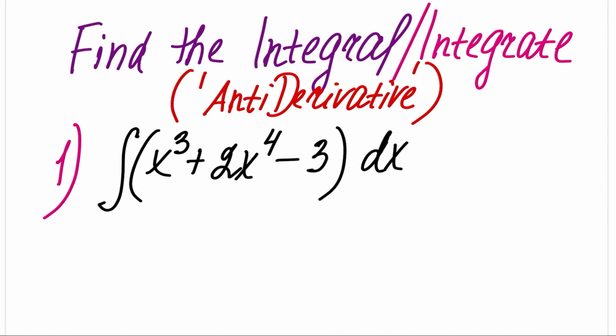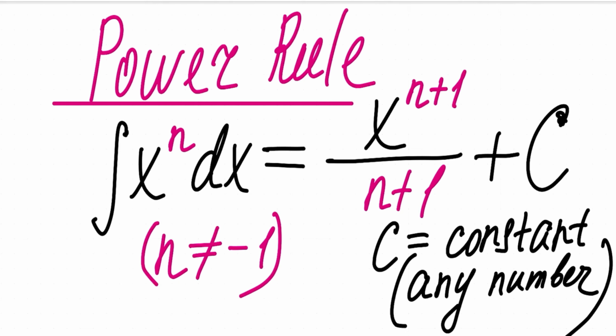So remember, differentiation actually reduces the power by 1. Integration raises, so increases the power by 1, since they are inverse operations of each other. Here's the power rule. All it says is that the integral of x to the n, with respect to x, is x to the n plus 1 over n plus 1 plus c, where c is an arbitrary constant of integration, provided that n is not equal to -1.